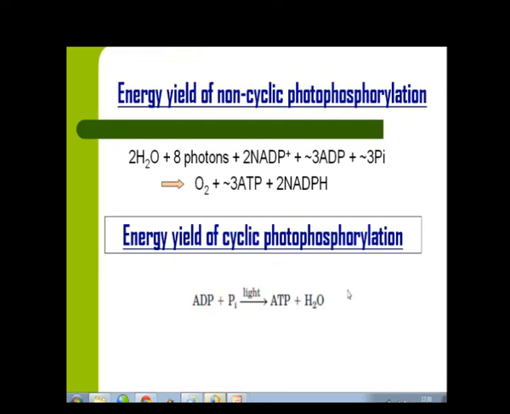In that case, what will happen? Only ATP will be generated, not NADPH2. In that case, ATP concentration will increase. So this cyclic phosphorylation is only present to fine tune or regulate the number of ATP and NADPH2. I hope this is clear to all of you. Any doubts? Any more doubts? Doubts?